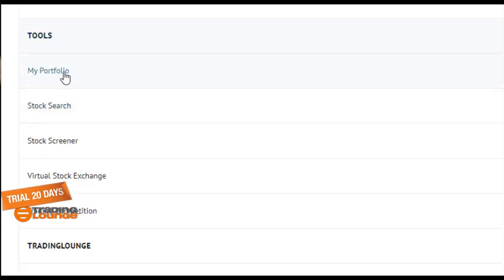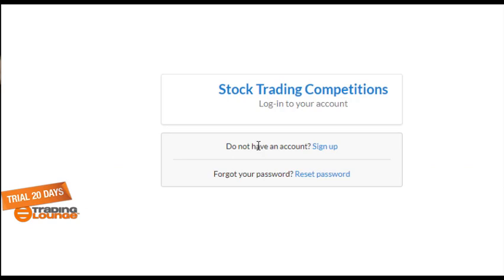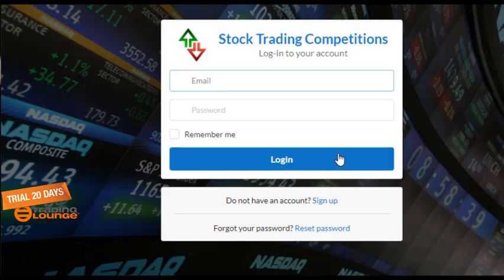With the tools, your portfolio will be in there. Stock search, the stock screener is quite a good thing. Also there's a virtual stock exchange in here, and we're also going to have trading competitions as well. So for the trading competition here, you'll just need to log in and do all your thing.